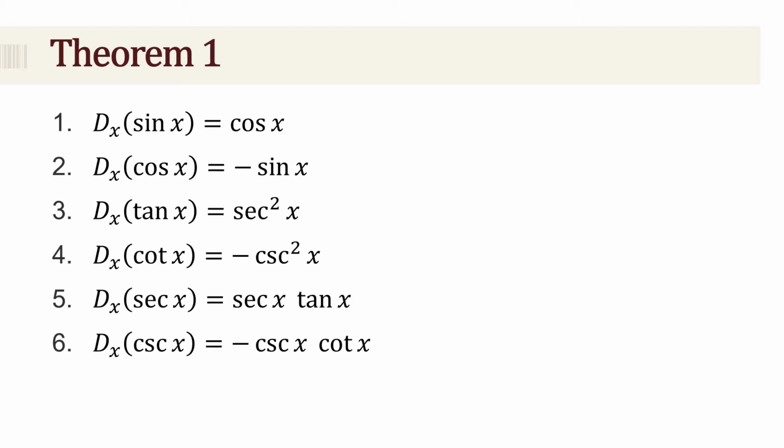Number 3, the derivative of tan x is equal to secant squared x. The derivative of cotangent x is equal to the negative of cosecant squared x. The derivative of secant x is equal to secant x tangent x. And the derivative of cosecant x is equal to the negative of cosecant x cotangent x.